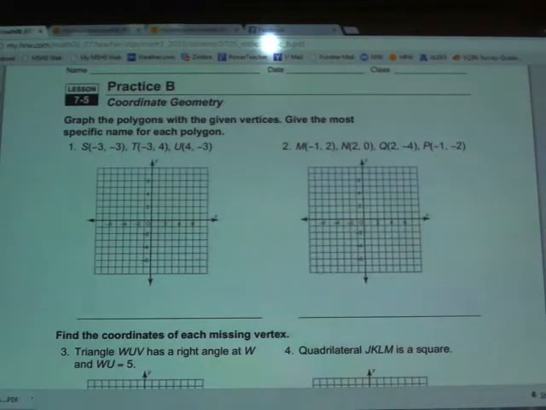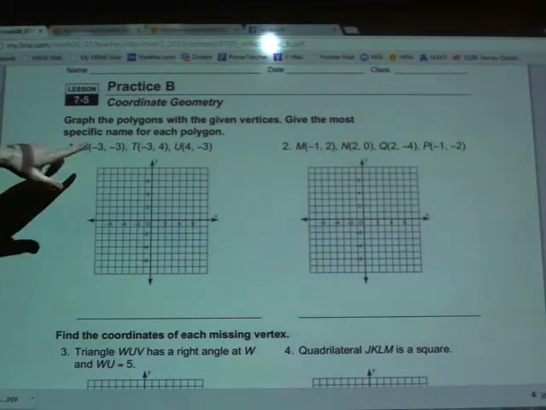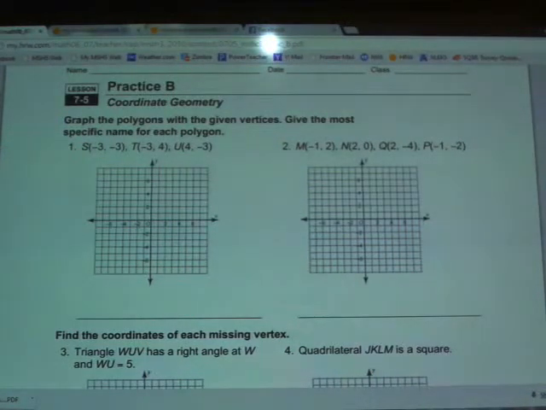It is to graph the polygons with the given vertices, and then we are to give the most specific name for the polygon. So the first thing we're going to have to do is graph the points given there, and then connect those points to figure out what shape is plotted and then give the name of said shape. So, in number 1 here, we've got point S, which is at -3, -3.